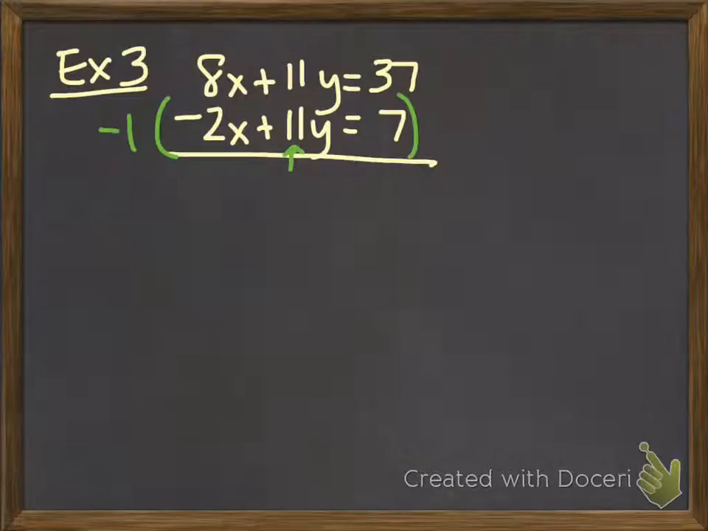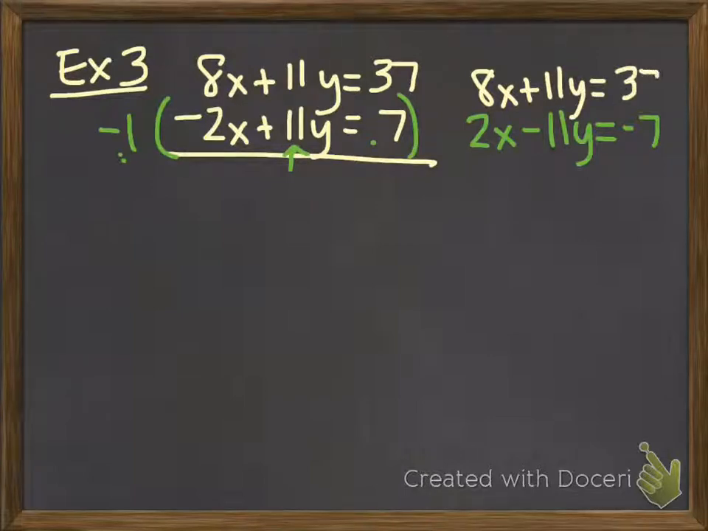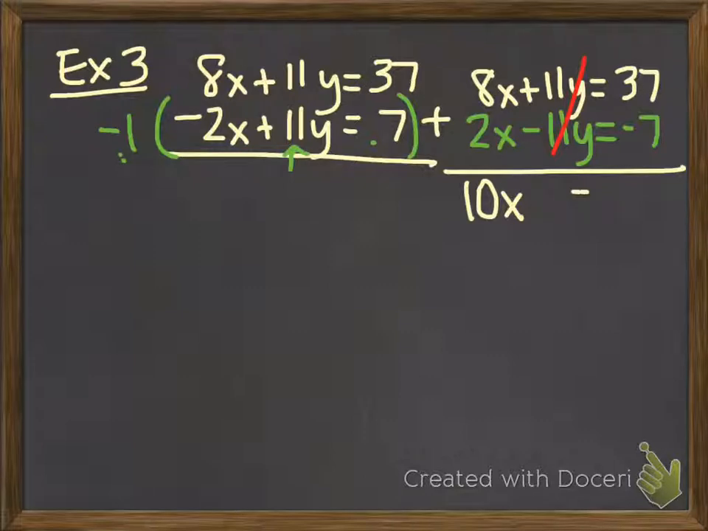Negative 1 times negative 2x is positive 2x. Negative 1 times 11y is negative 11y. And negative 1 times 7 is negative 7. And on the top we still have the same thing: 8x plus 11y equals 37. Now we can add, because the y's are going to cancel out. 8x plus 2x is 10x. The y's cancel out because 11y minus 11y is 0. Then 37 minus 7 is 30. So 10x equals 30. Divide by 10, and x equals 3.